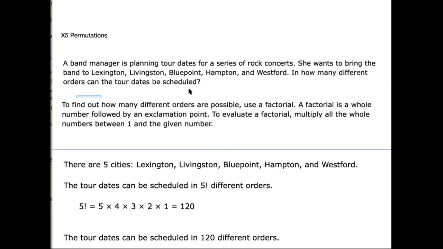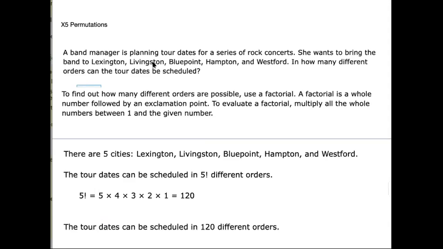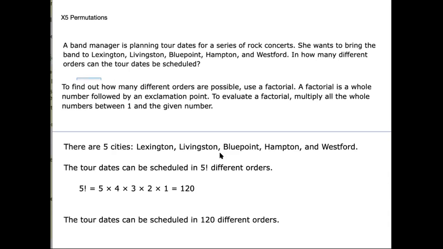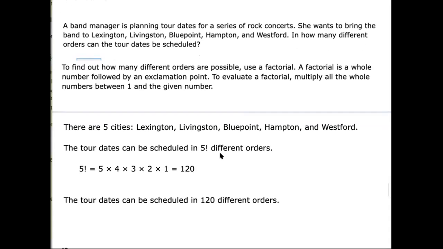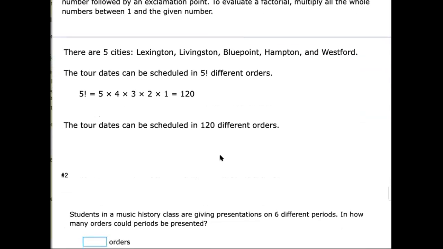Okay, so let's say the first one I go to Lexington, then I'm left with 4, right? So there are 4 different possibilities after that. Let's say I did Livingston after that. Then there are going to be 3 different choices from there. So I have 3 things to choose from. You can think of it like if you're going to a ballgame and there are seats you're looking for. There are 5 different seats. One person sits down on a seat, and then there are 4 left after that, and so on. So at the end of this problem, the tour dates can be scheduled in 120 different orders. All right, let's look at the next one.